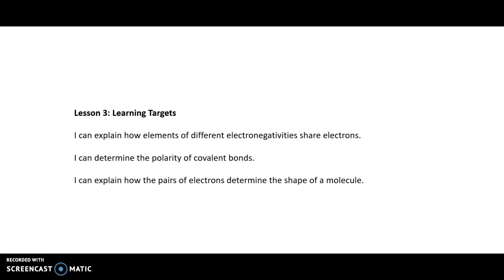All right, so we're on to mini lesson number 3. Here are our 3 learning targets. I can explain how elements of different electronegativities share electrons. I can determine the polarity of covalent bonds. I can explain how the pairs of electrons determine the shape of a molecule.